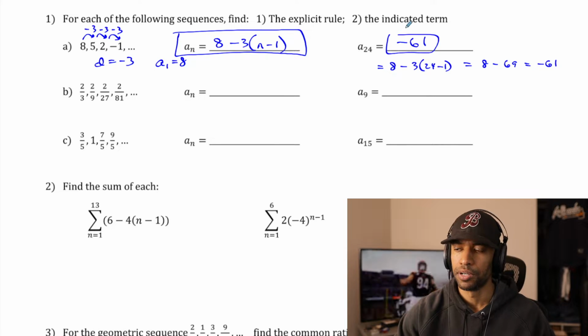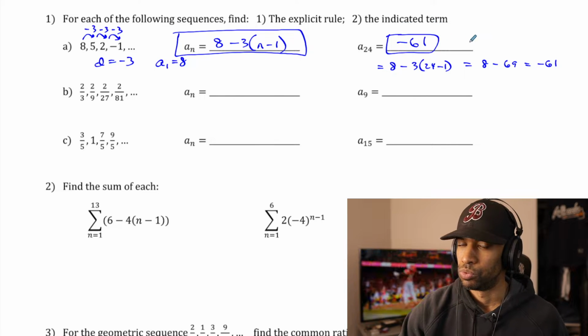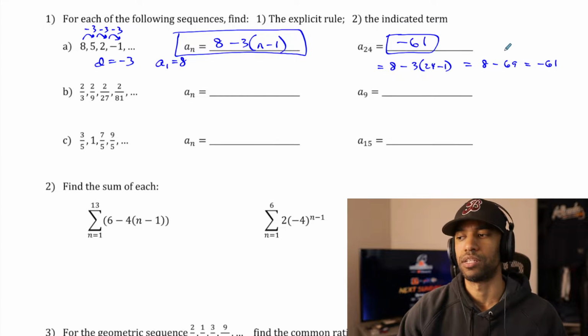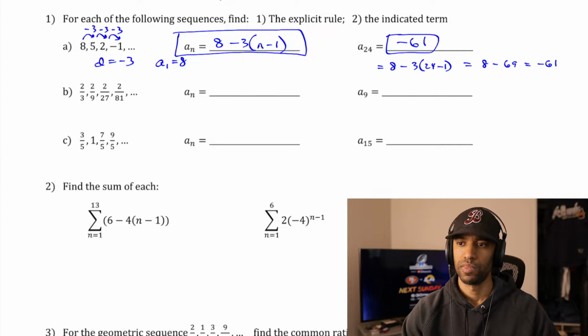I hope I didn't mess anything up there. So that should be right. So -61. There's that first one.